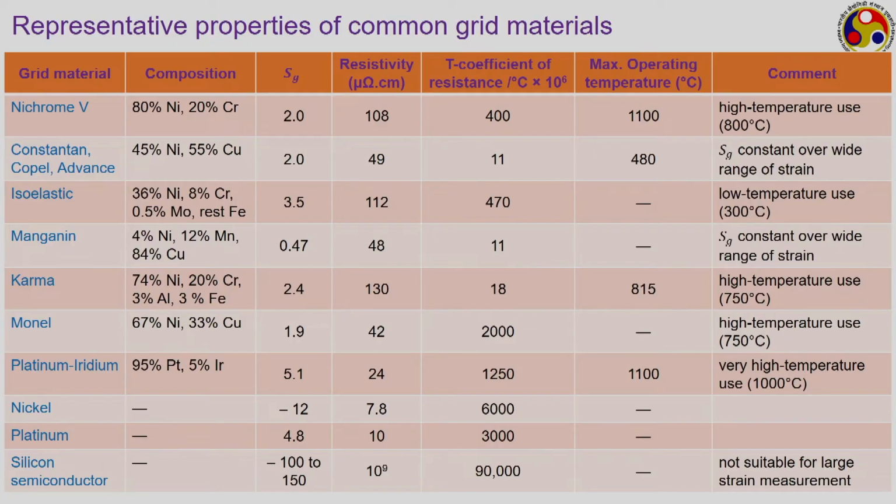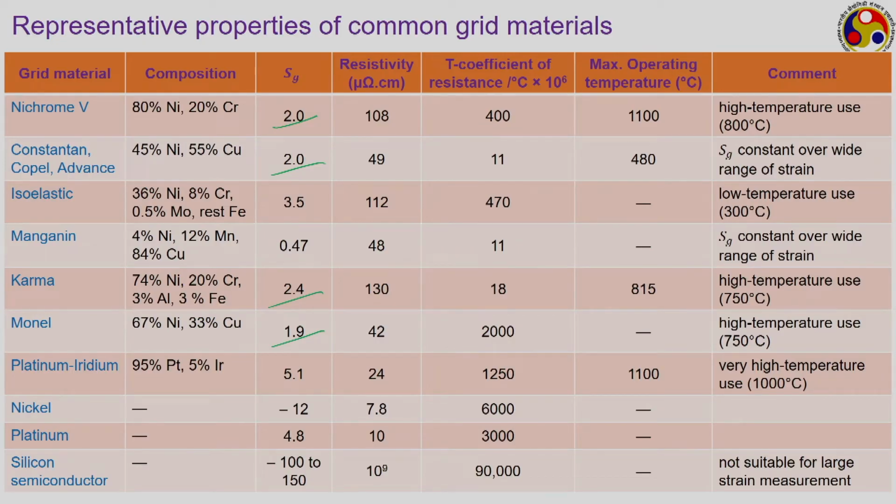Their common values are given. Generally, different kinds of alloys are preferred: nichrome, constantan. These are very common alloys. You can see most of them have a gauge factor of 2 something, or in and around 2, but some of them are not.